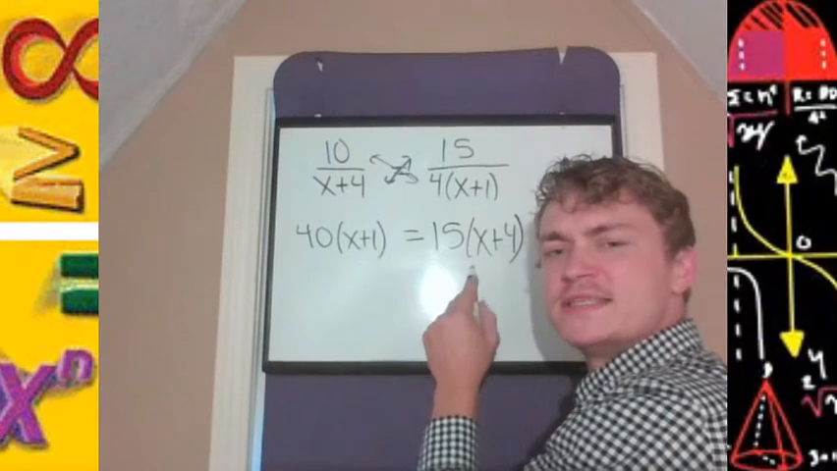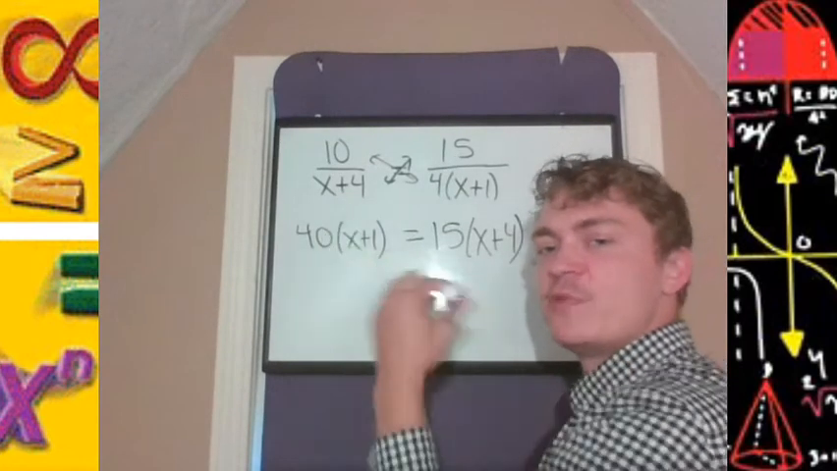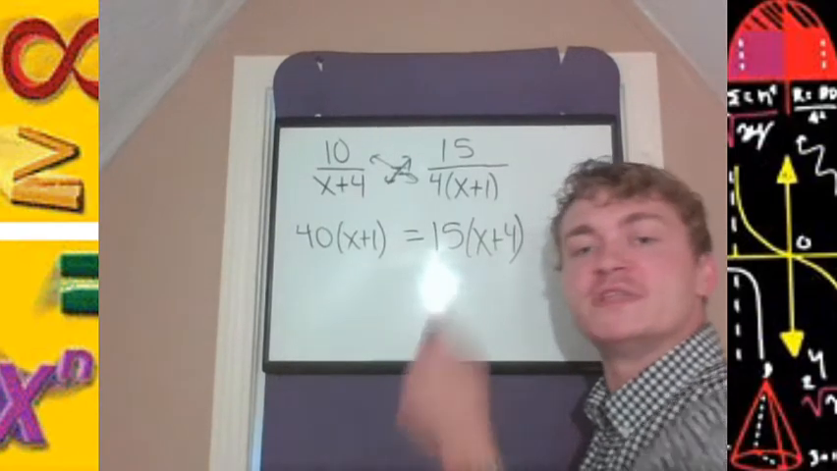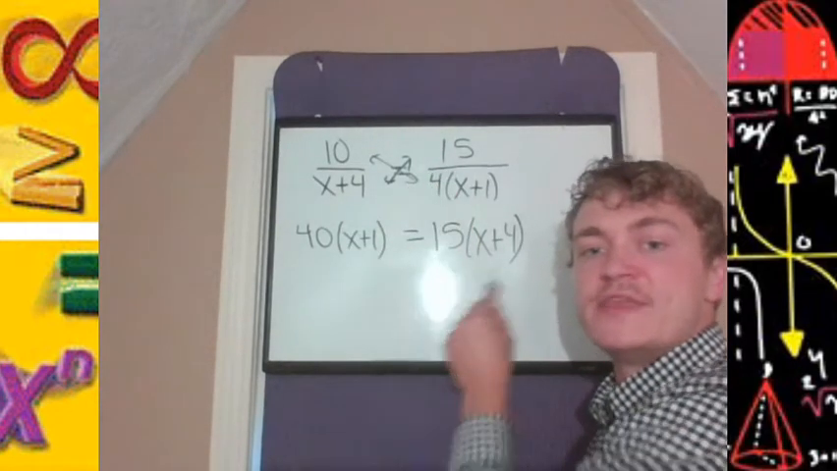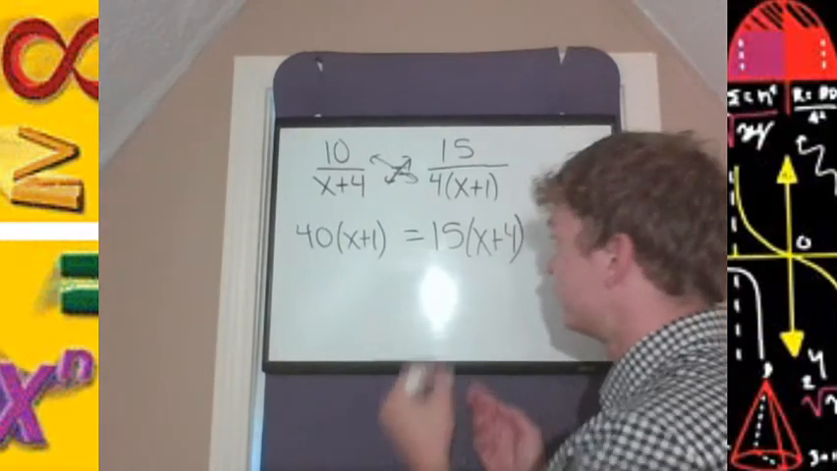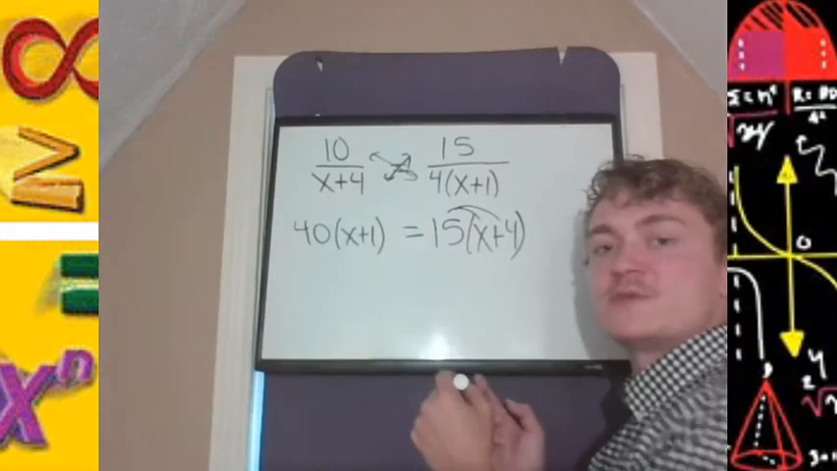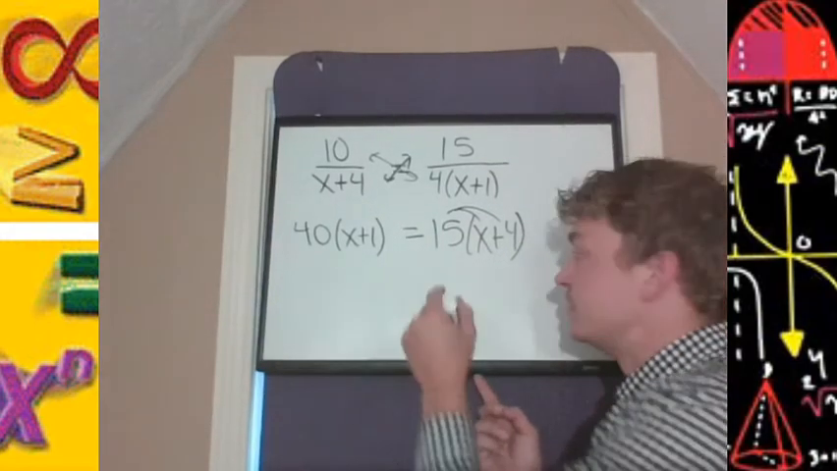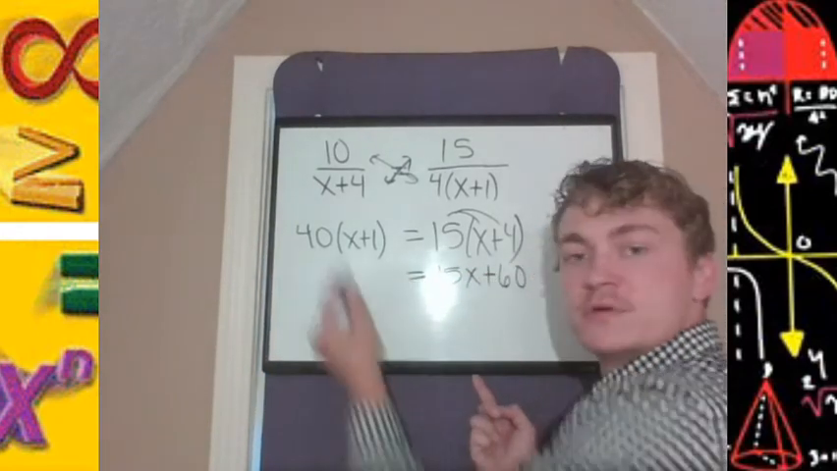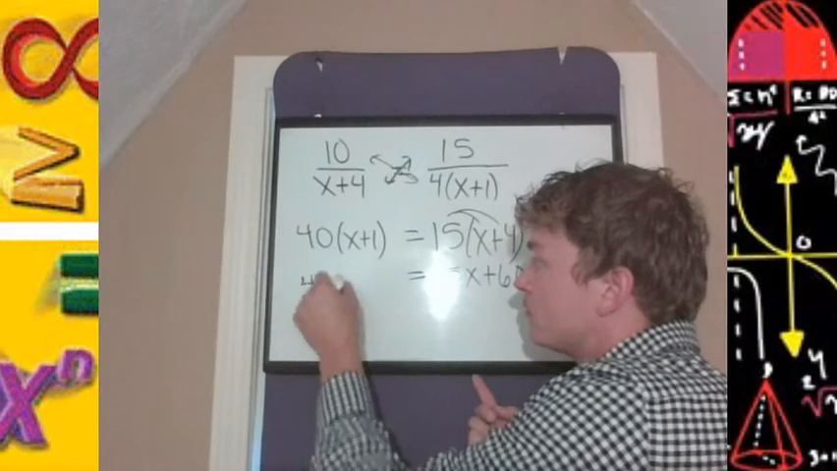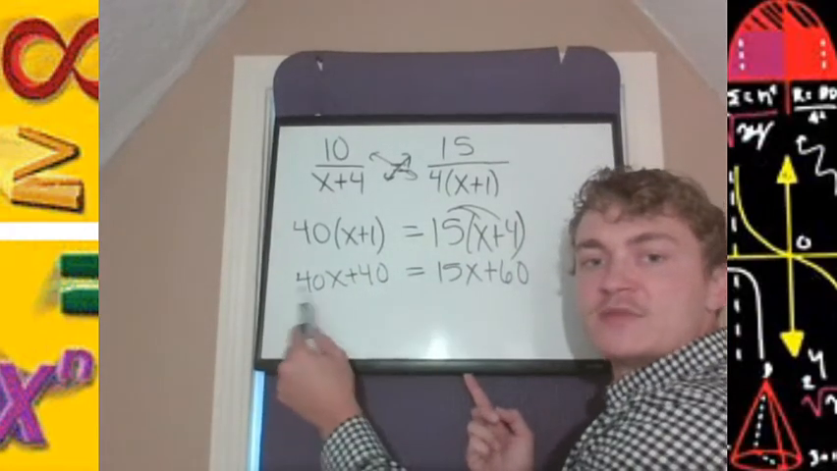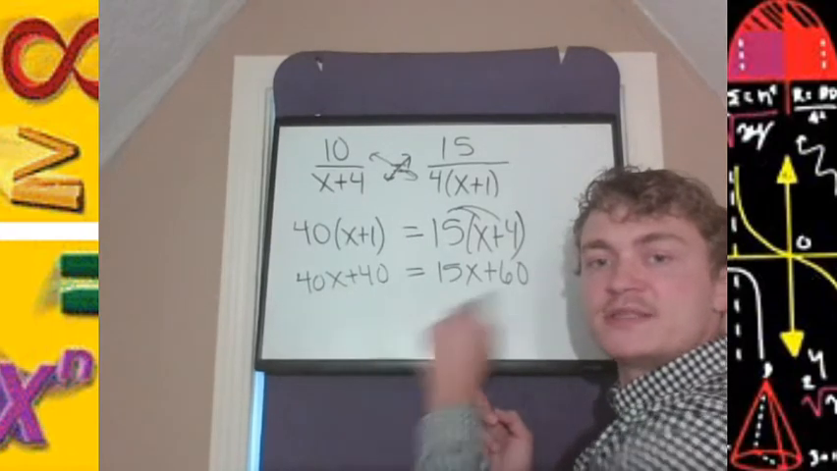Notice that we use parentheses there. I don't want to just multiply the 15 to the x. When we verbalize that 15 times x plus 4, we think it's 15x plus 4. But no, it's 15 multiply the entire number x plus 4. Thus, we will now use the distributive property. So we don't get 15x plus 4, we get 15x plus 60. This equals, when we distribute, 40x plus 40. So we have some x terms, some variable terms, and constant terms.